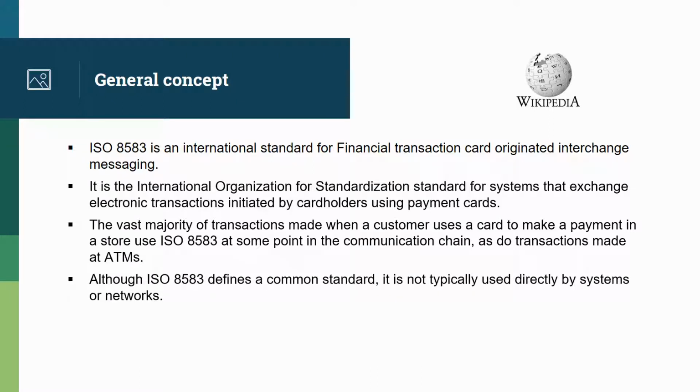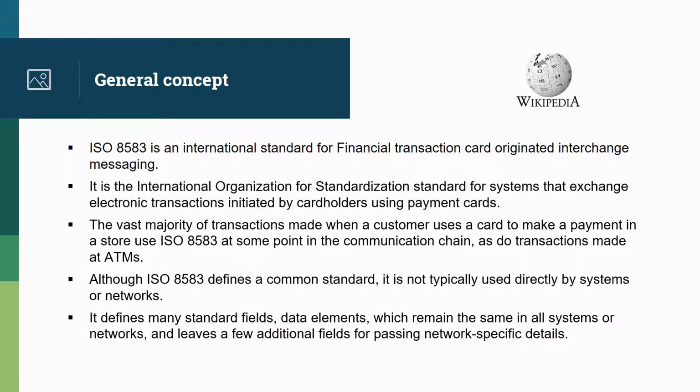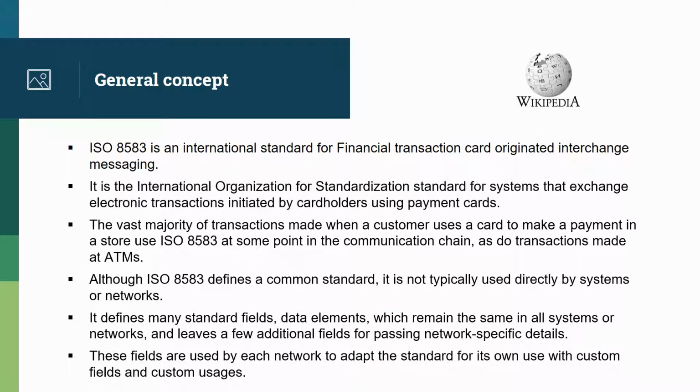Although ISO 8583 defines a common standard, it is not typically used directly by systems or networks. It defines many standard fields, data elements, which remain the same in all systems or networks, and leaves a few additional fields for passing network-specific details. These fields are used by each network to adapt the standard for its own use with custom fields and custom usages.